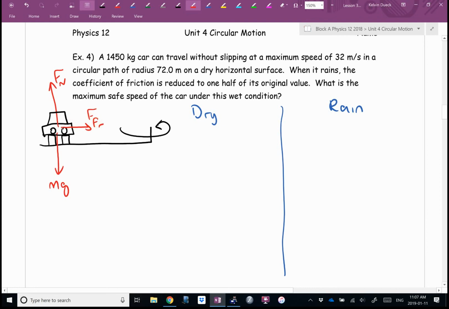All right. It wants the maximum safe speed of the car when it's wet. So let's start over here where it's rainy. Who's winning? Friction. Who's losing? No one. What's that going to equal? M-A-C. Am I going to use the one with the speed in it, or the one with the period in it, because they're wanting me to find the speed?